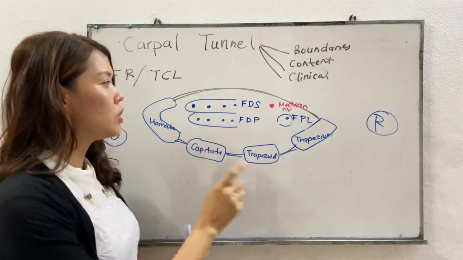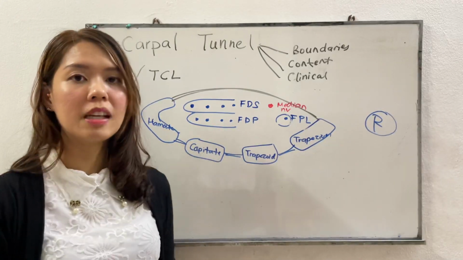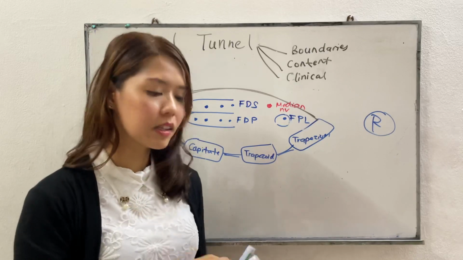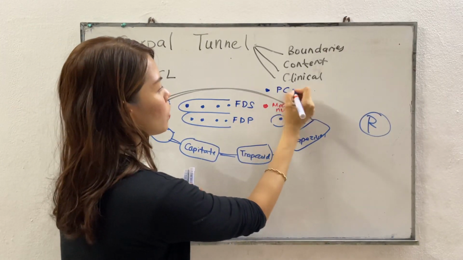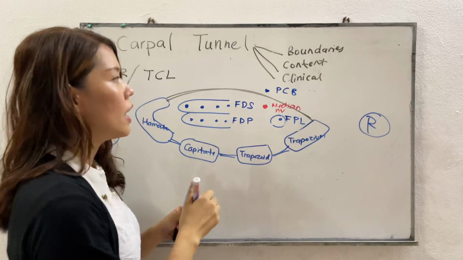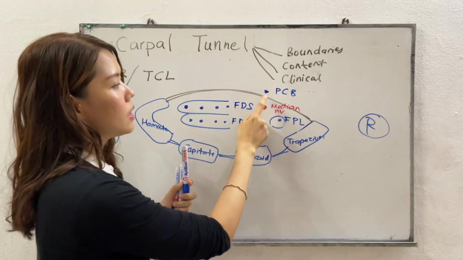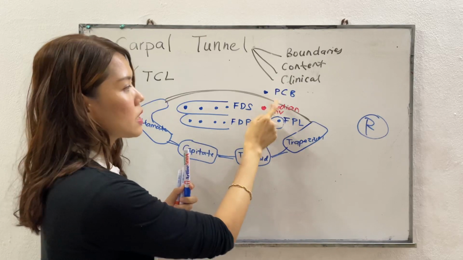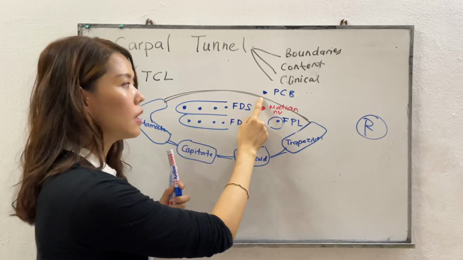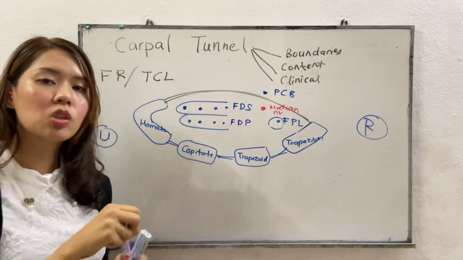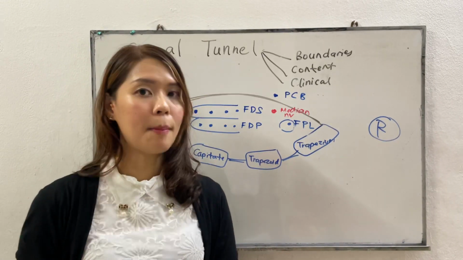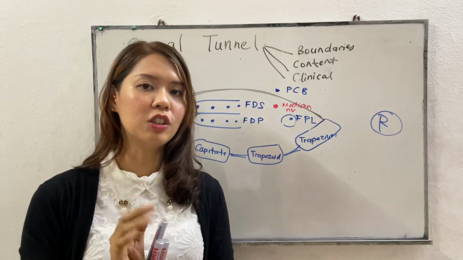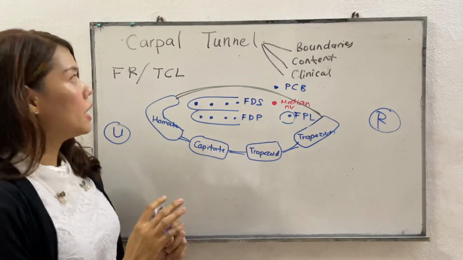because of the branch of the median nerve called the palmar cutaneous branch. So here this is the palmar cutaneous branch of the median nerve. It is outside the carpal tunnel, not a content of the carpal tunnel, and therefore the patients won't have any numbness in the thenar eminence region. So that's all from me about the carpal tunnel.